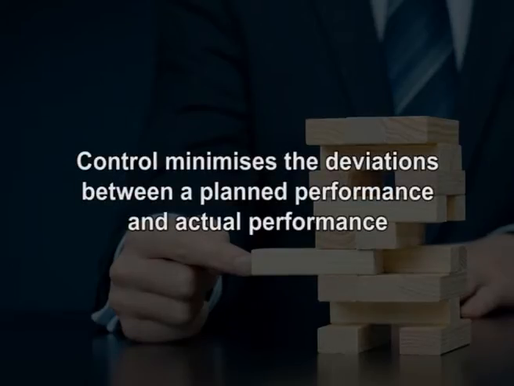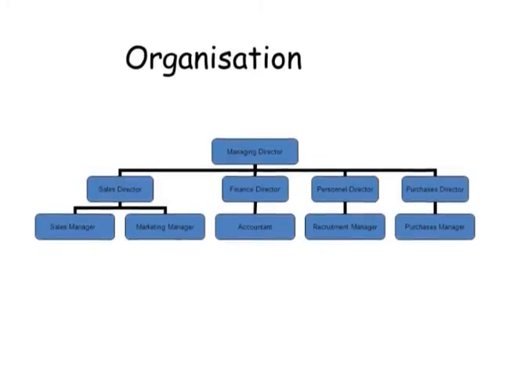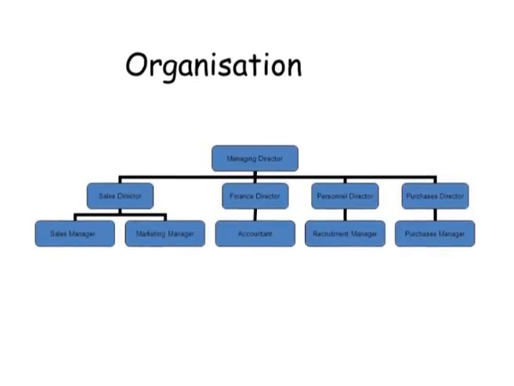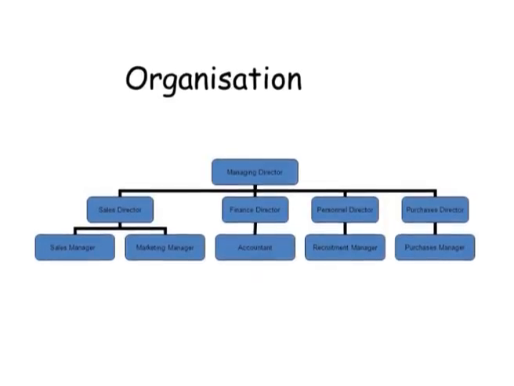Control minimizes deviations. Control minimizes the deviations between a planned performance and actual performance. Control facilitates delegation. Control helps the superiors to evaluate the work of their subordinates. So, the superiors concentrate on the very important work and they can delegate the less important work to the subordinates. Thus, it facilitates delegation. Control facilitates coordination. Control facilitates coordination between the different departments of the organization. Whenever there are any deviations, different departments come together to take collective and corrective steps.